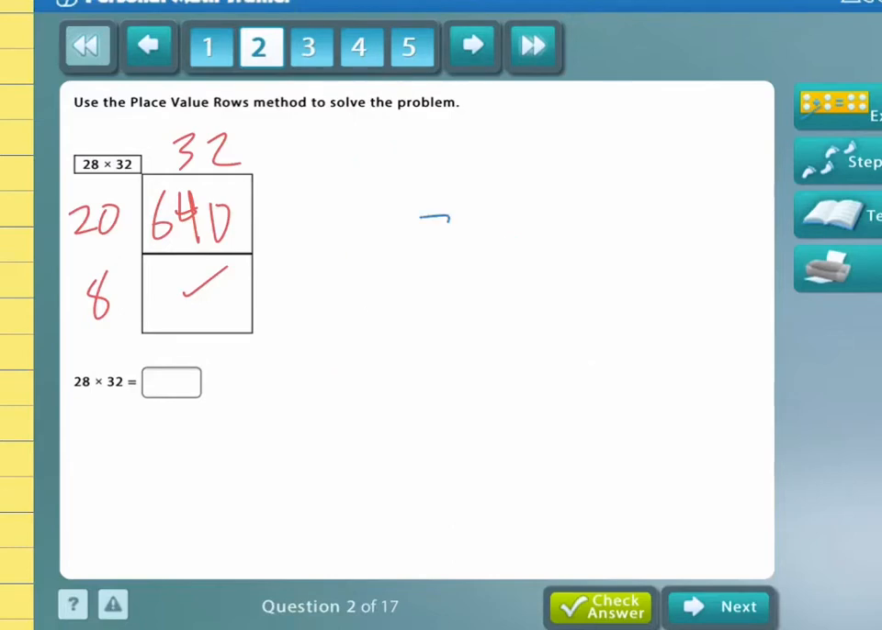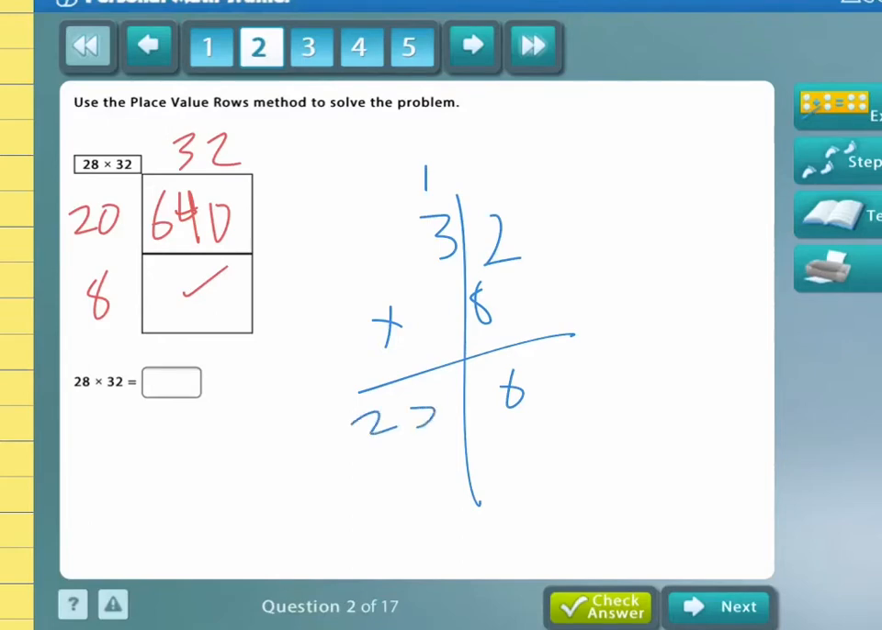Now we multiply 32 times 8 to get the second box. 8 times 2, I'm going to draw my columns, is 16. I regroup the 10 up there. 8 times 3 tens is 240, plus one more 10 is 250, or 25 tens. And that is the answer there. So I put 256 here. After that, I add them up, and I get 896. And again, I check it with a calculator.